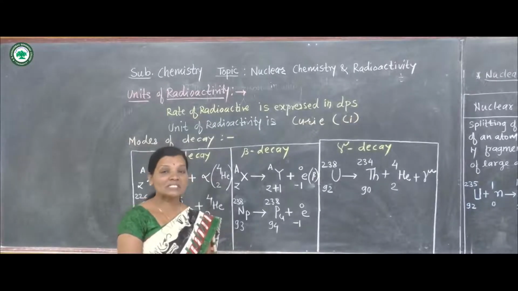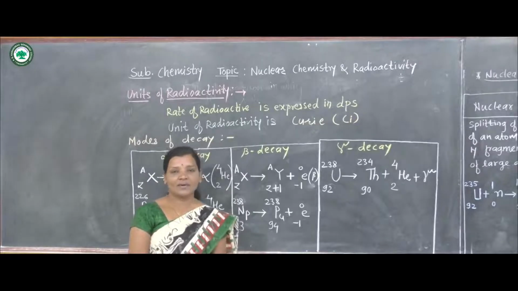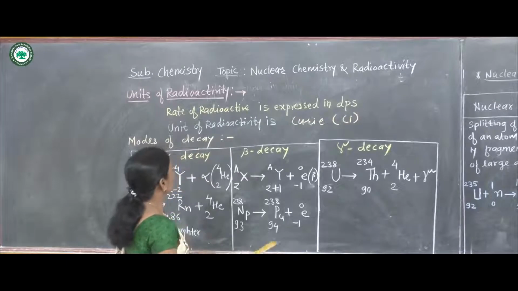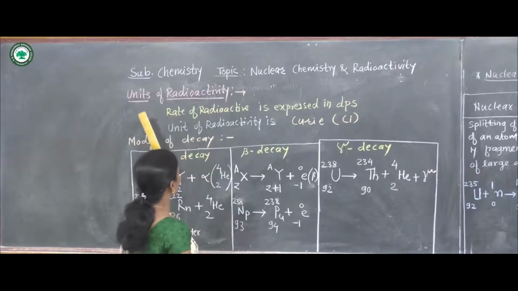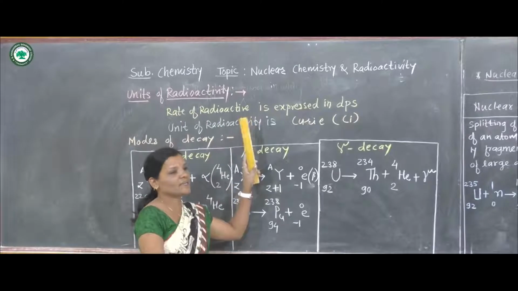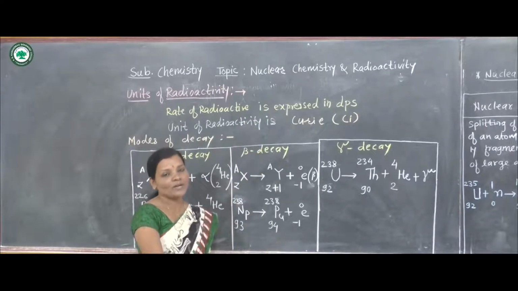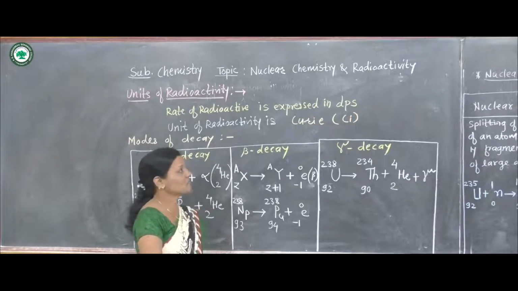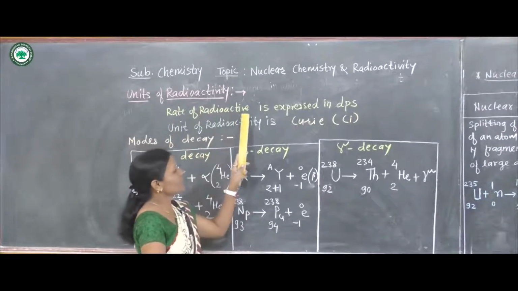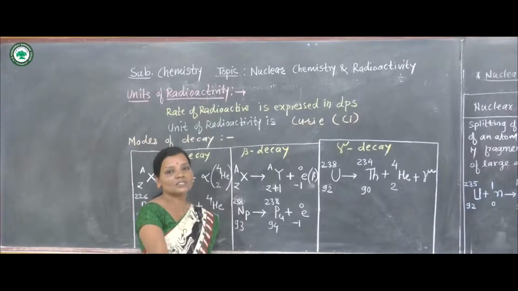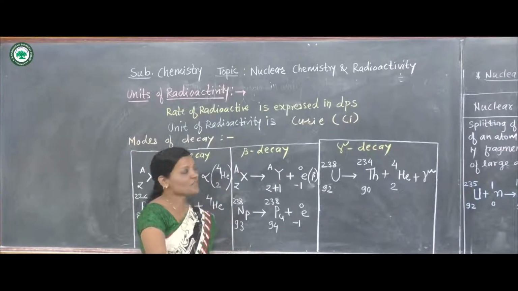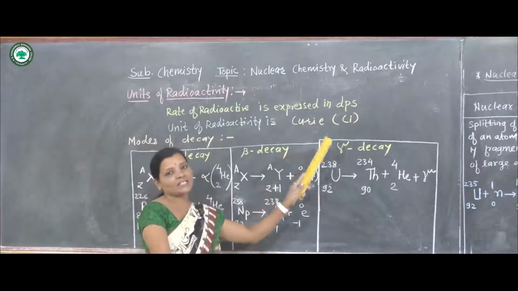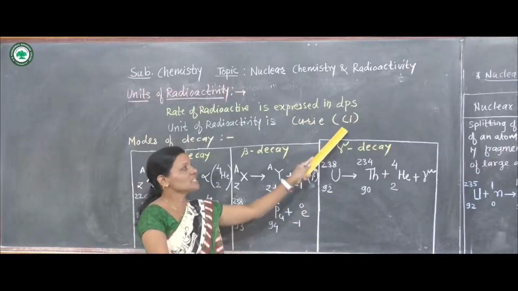Today we have to see the nuclear chemistry and radioactivity topic from 11th standard. Now let us consider from this topic the rate of radioactive decay. That means how the rate of radioactive decay and radioactivity are expressed, in which units. The rate of radioactive decay is expressed in terms of DPS, and the unit of radioactivity is given by Curie, indicated by the symbol Ci.